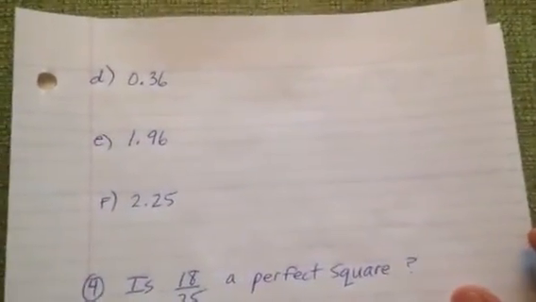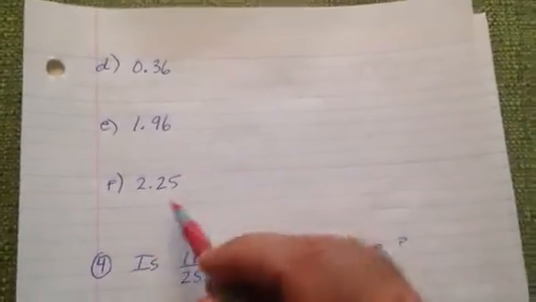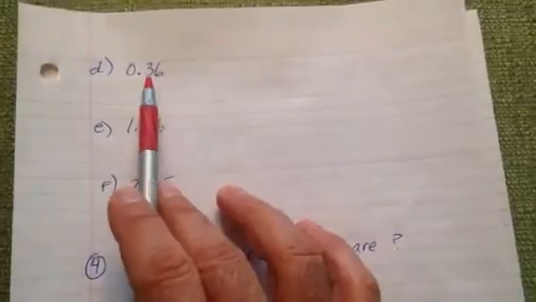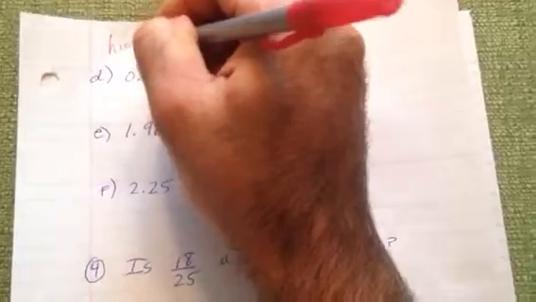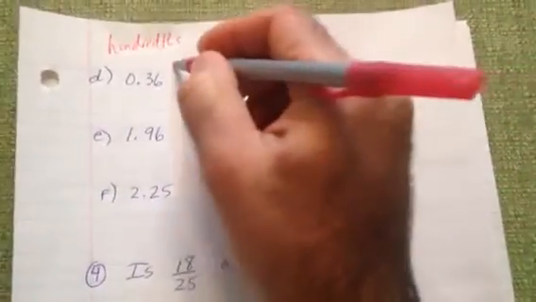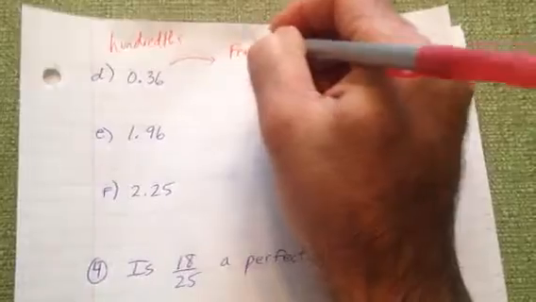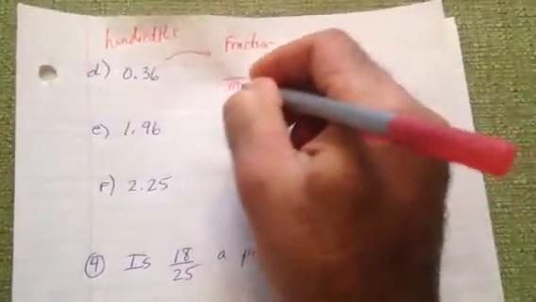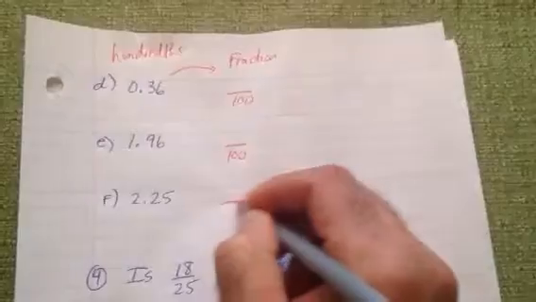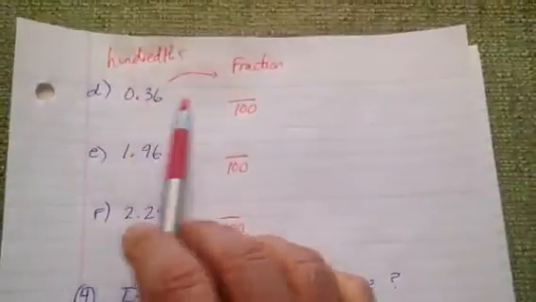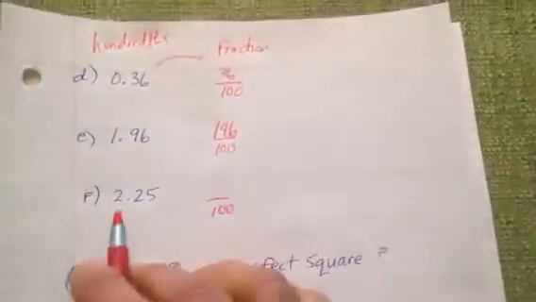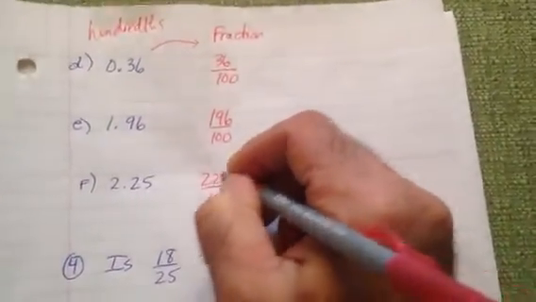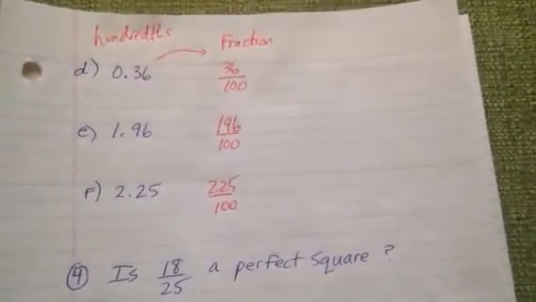Let's say we have decimals here: 0.36, 1.96, and 2.25. You notice these three decimals have two numbers after the decimal, which means that they are hundredths, right? So I know that if I had to convert these to fractions, they're all going to have a bottom number of 100. So this is 36 out of 100, this is 196 out of 100, and this is 225 out of 100, right? So we convert the decimals to fractions.